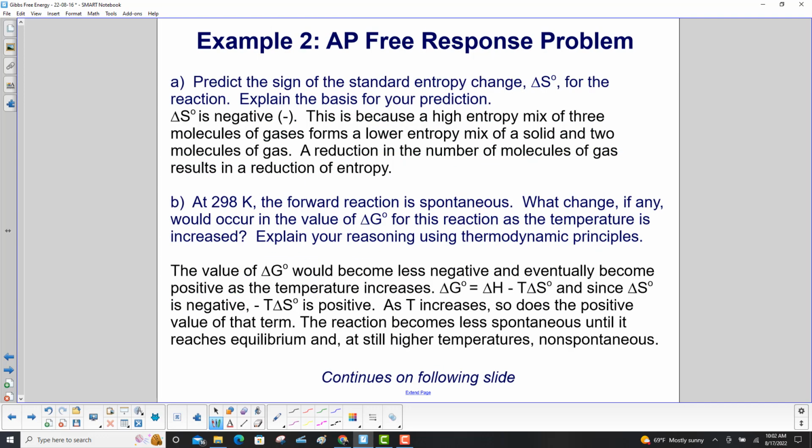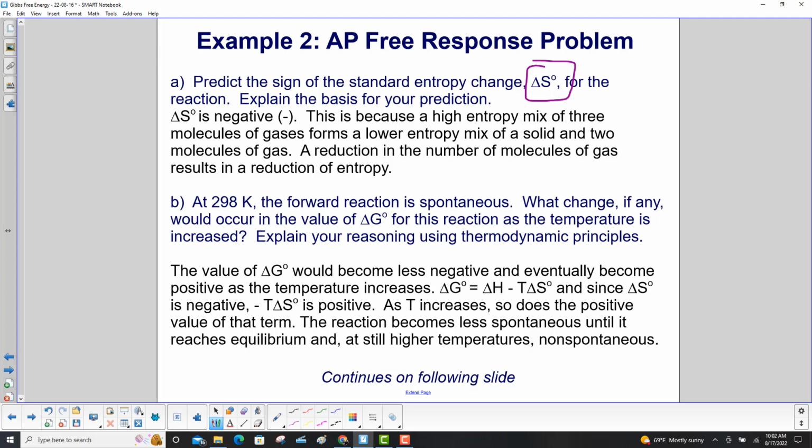Predict the sign of the standard entropy change. Well, we're going to predict that delta S naught is negative. This is because a high entropy mix of 3 molecules of gases forms a lower entropy mix of a solid and 2 molecules of gas. A reduction in the number of molecules of gas results in a reduction of entropy.